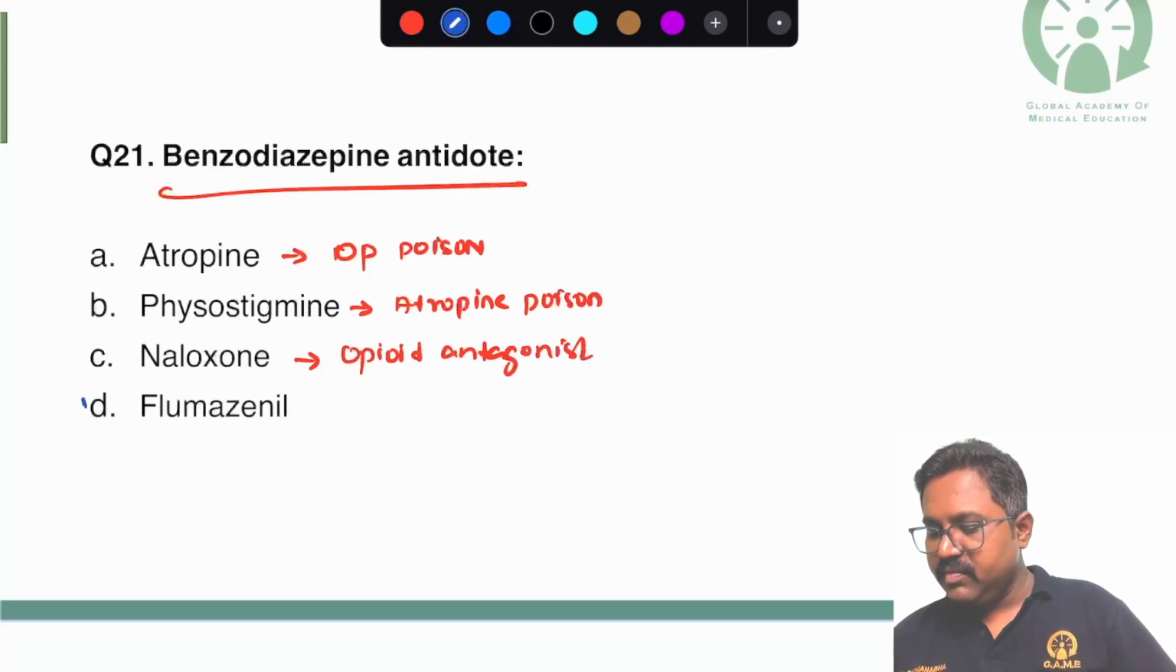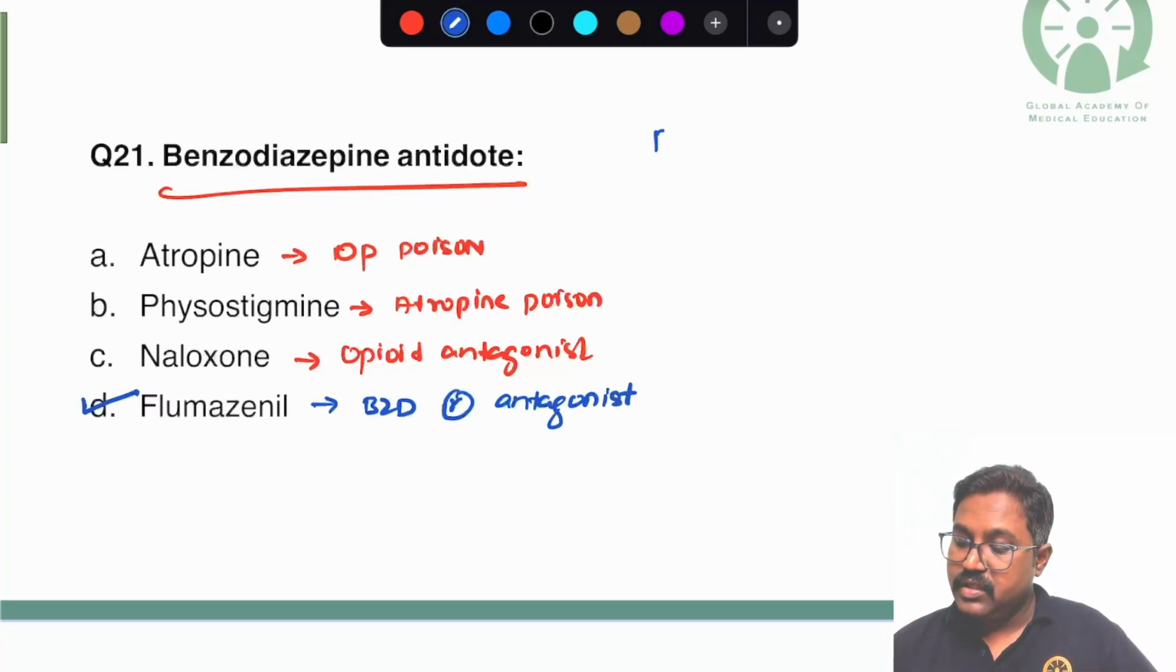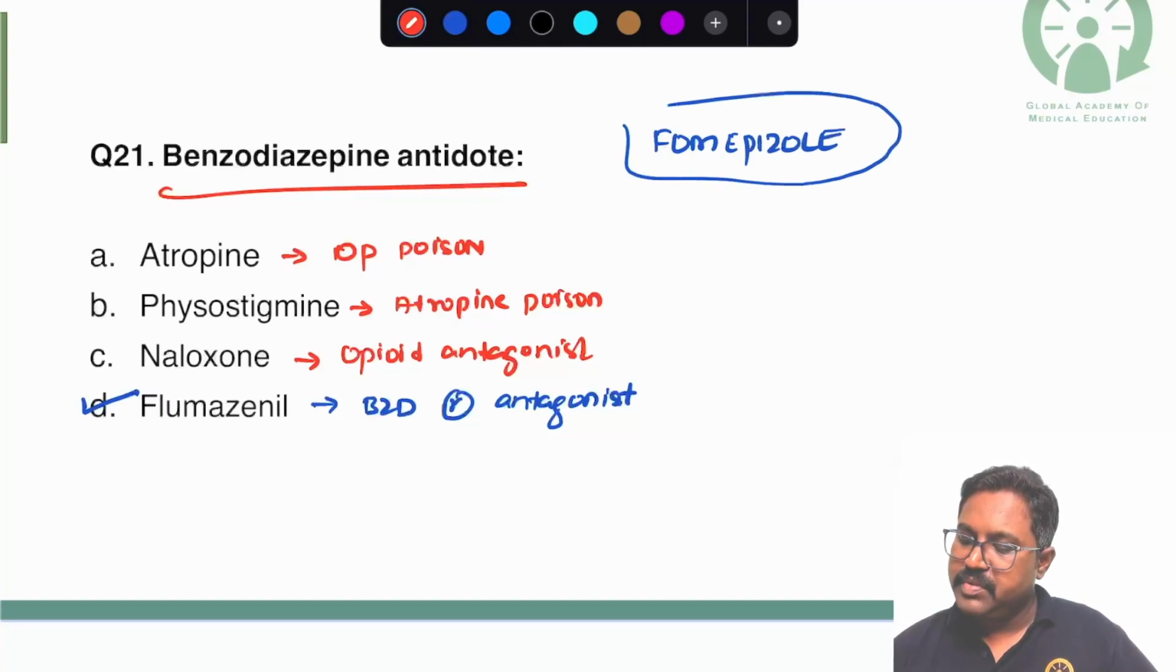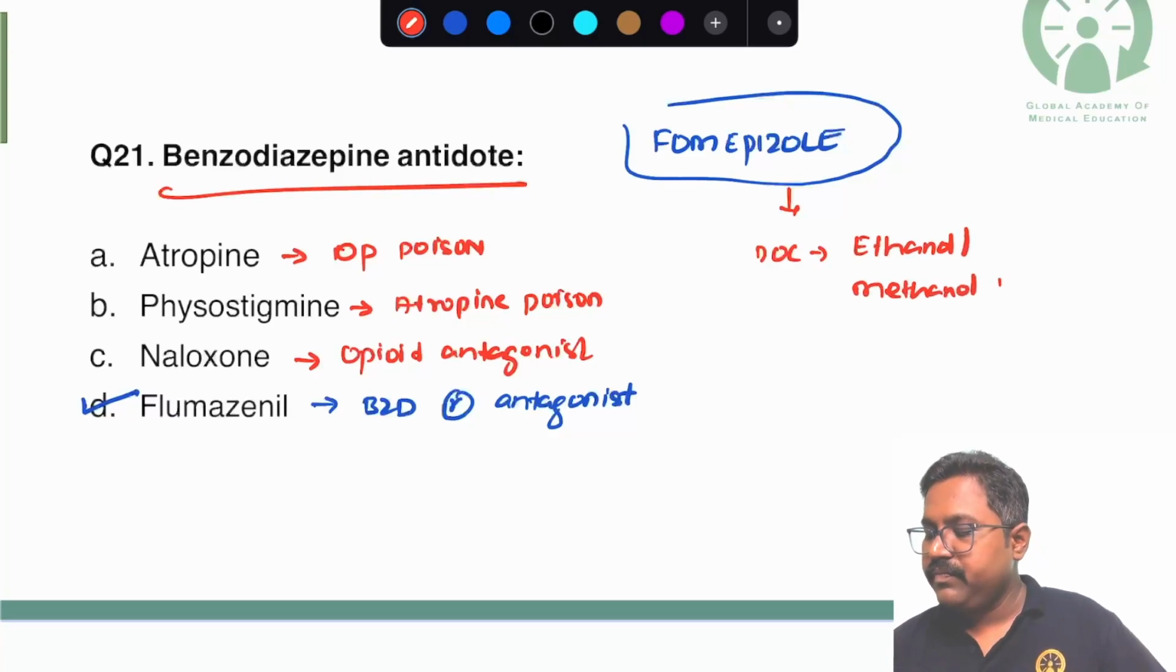So flumazenil will be the right answer, which is a benzodiazepine receptor antagonist. Again I am repeating, please do not confuse it with fomepizole. What is fomepizole? Fomepizole is used as a drug of choice in case of ethanol or methanol poisoning.